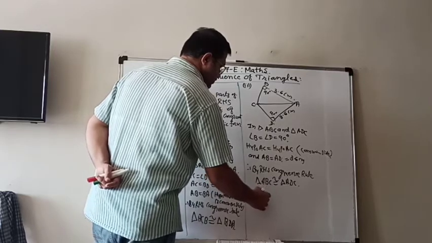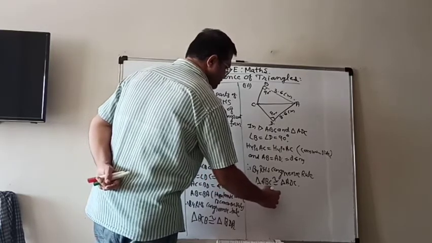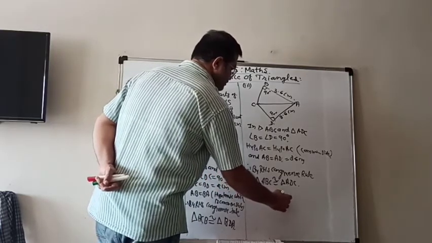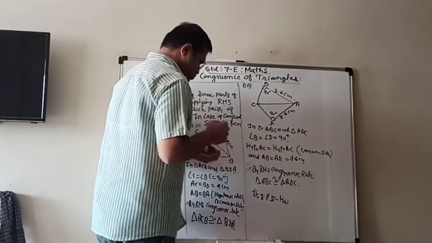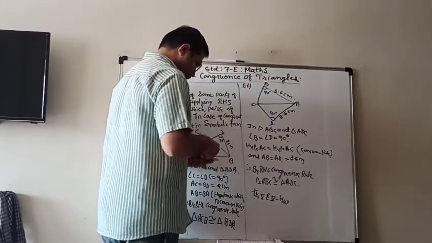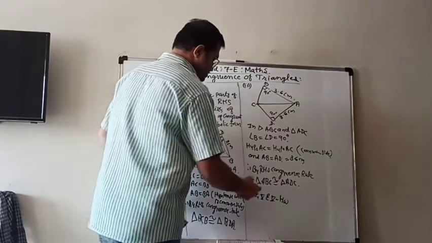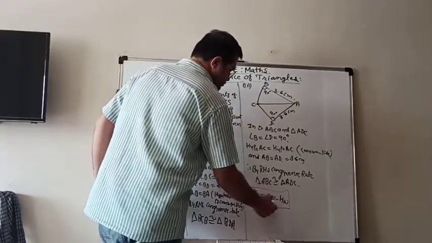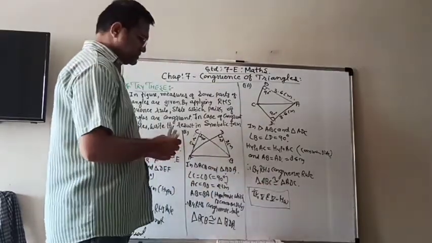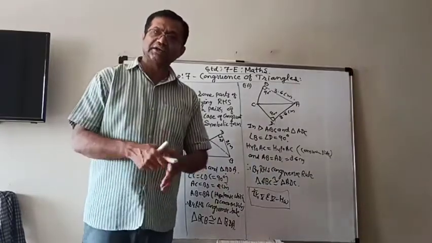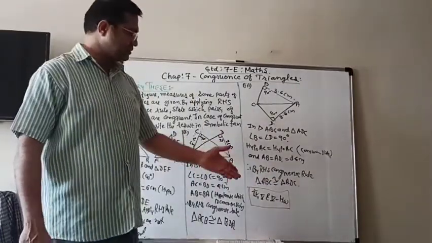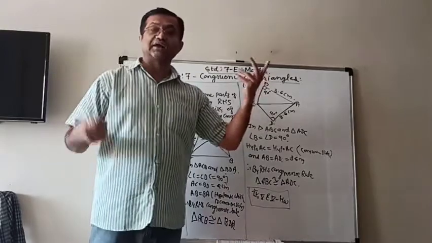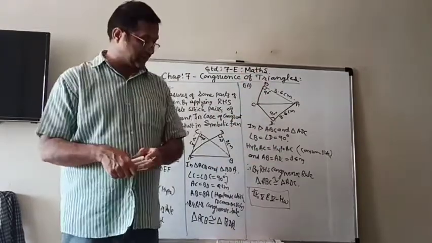Now the other three, fourth, fifth and sixth, we will do in homework. Just follow the figure, check the measurement of the hypotenuse and another side in the triangles, and check whether they are congruent or not.